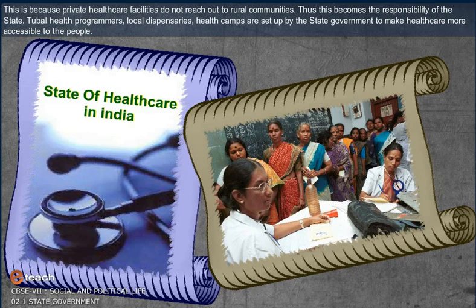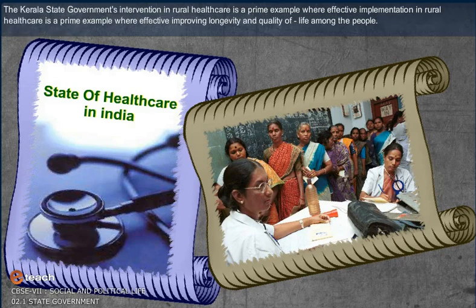Rural health programmes, local dispensaries, and health camps are set up by the state government to make healthcare more accessible to the people. The Kerala state government's intervention in rural healthcare is a prime example where effective implementation is improving longevity and quality of life among the people.